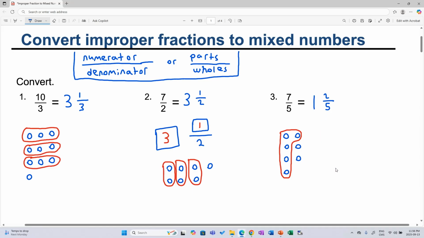Now, there are cases where the denominator for a mixed number can change, but that's only if you can reduce it. But if you can reduce it, it means you could have reduced the improper fraction to begin with. And we're just going to end the video from here.